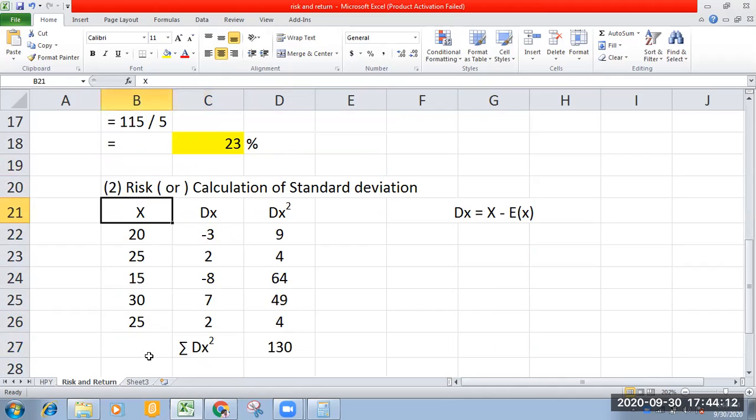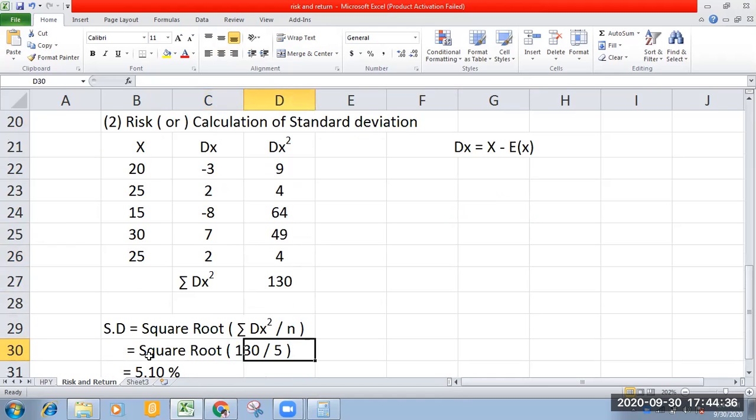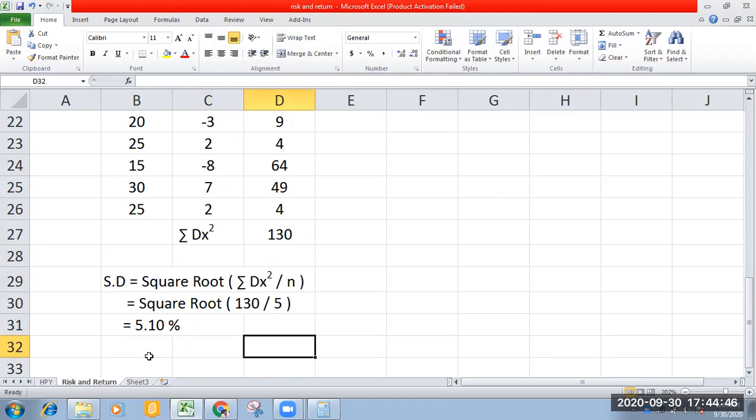Such deviation measurement methodology is understood in 3 columns. One column X for the given values, another column dx, which indicates deviation in x values, for which the formula is dx equal to x minus expected value of x. Once we get these dx values, just square them up, total them, and use the standard formula for standard deviation, square root of sigma dx square by n, which gives 5.10%.